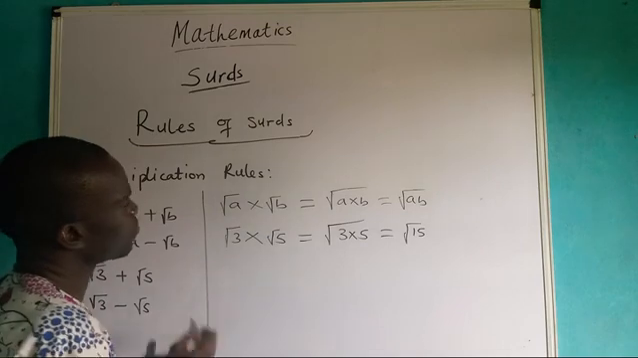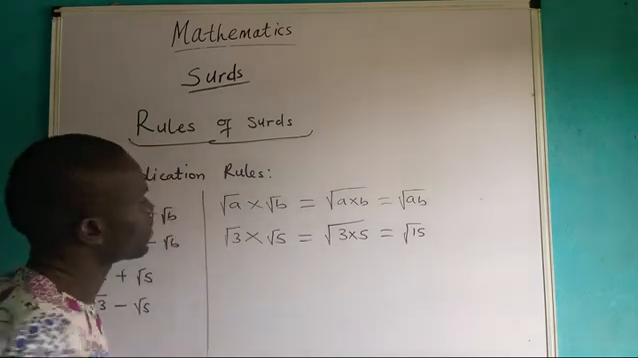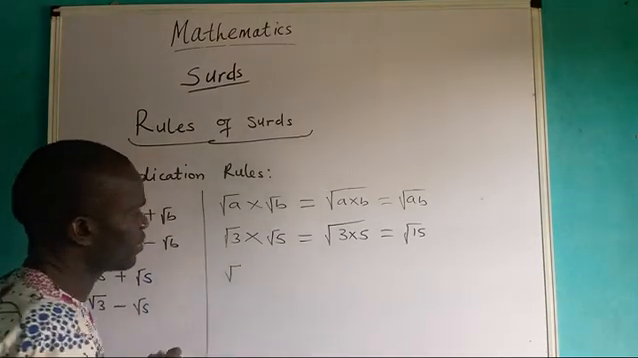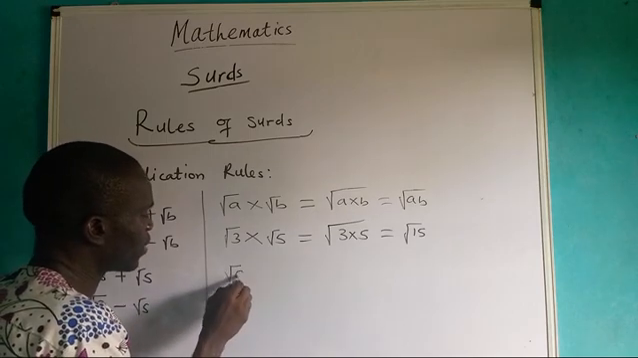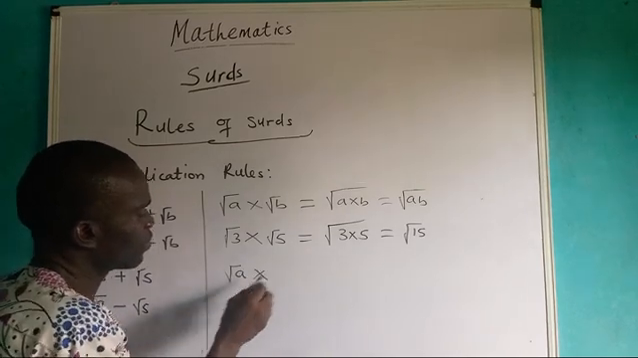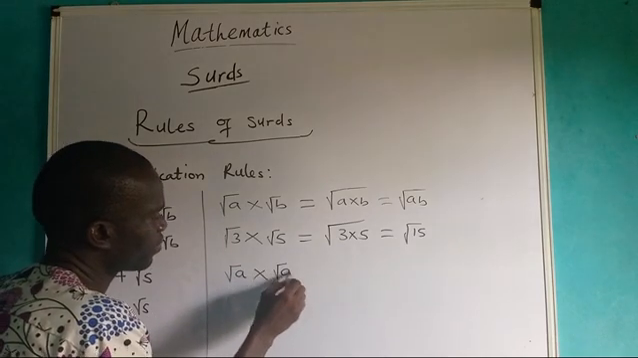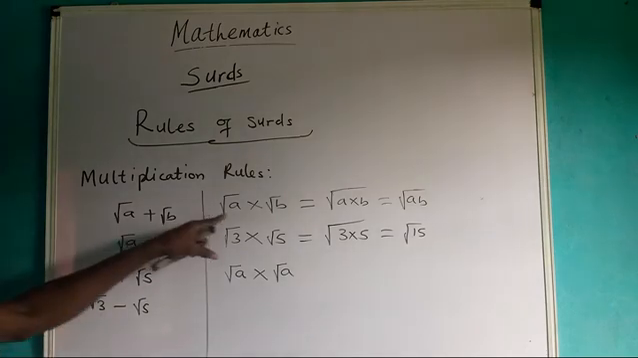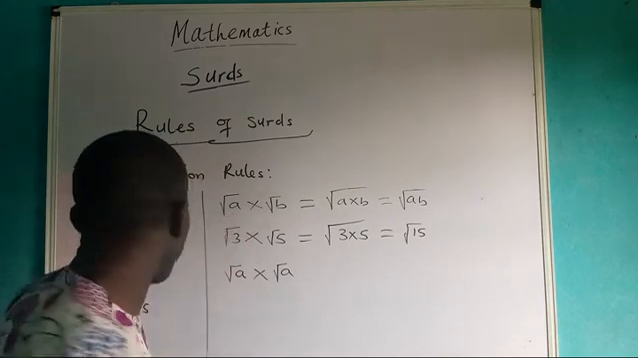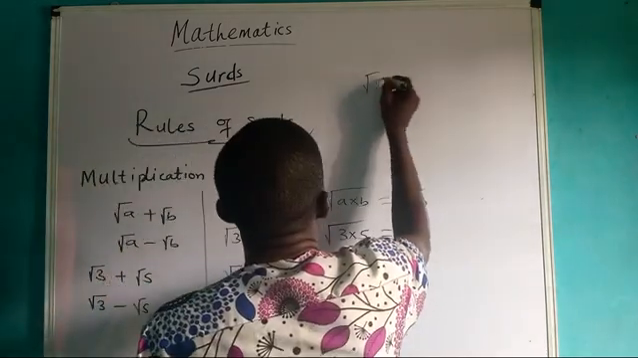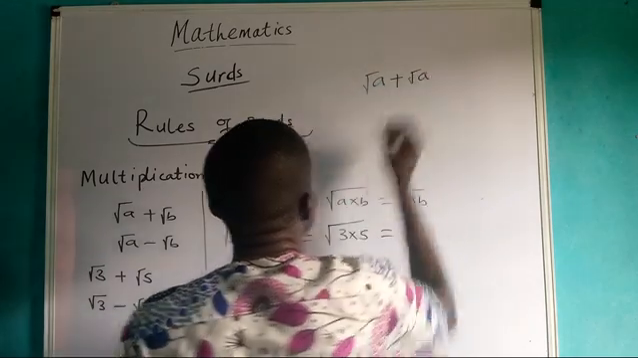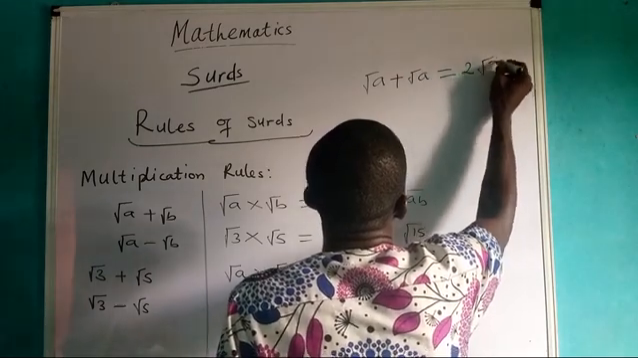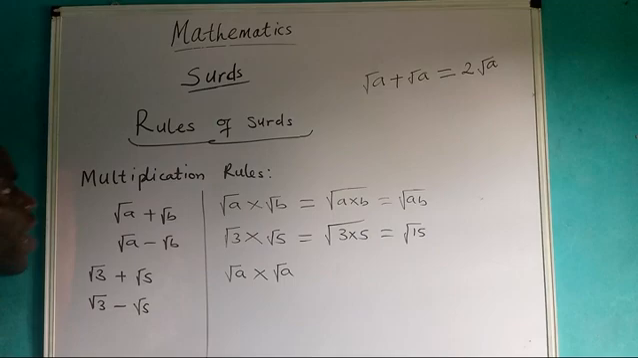Another one I want to use to represent: if you also have something like root A times root A, this one has a common root. Look at it. For the first one, we had different roots. Remember, in addition we said root A plus root A, and our result was 2 root A.